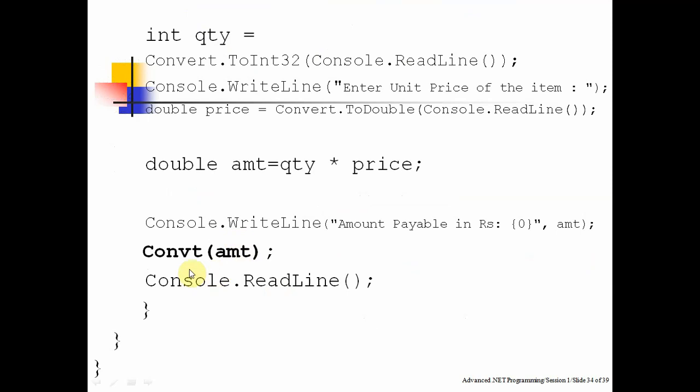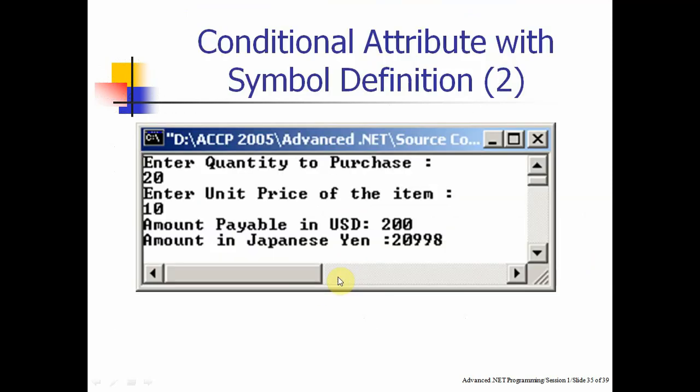This convert will display the amount in dollar. तो इस तरह से हमारा आउटपुट आ जाएगा. Enter the quantity to purchase, enter the unit price of item, amount payable in rupees, यहाँ रुपीज आएगा, और amount payable in dollar. ये और ये जो है ये गलत आ गया, इसमें बाय मिस्टेक ये आया हुआ है. So it will display the both amount, rupees amount and as well as dollar amount.